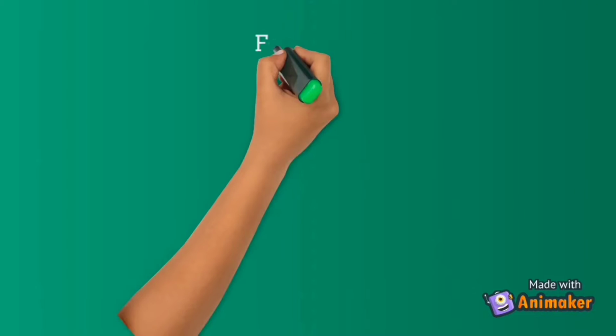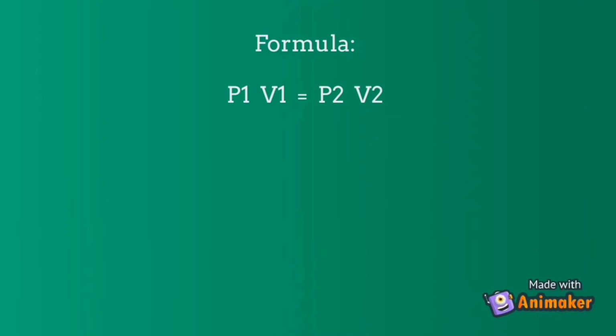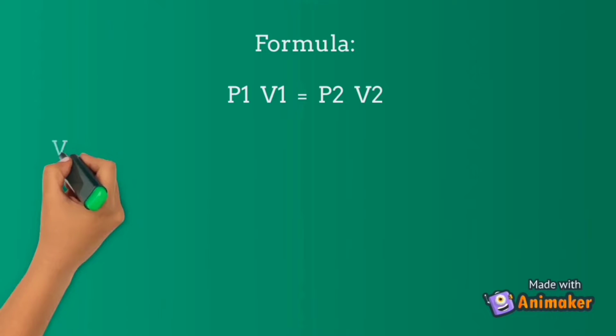And this is our formula. We have here P1 times V1 is equal to P2 times V2. Now our P here is pressure and our V is volume.